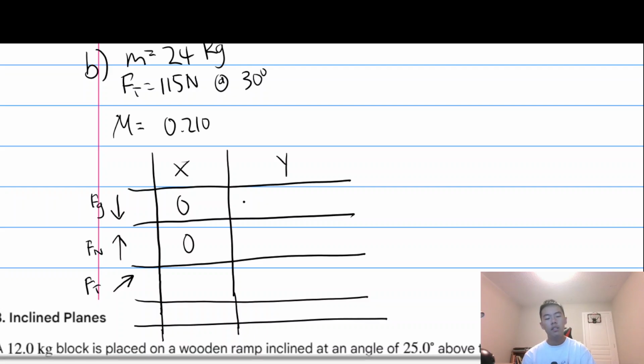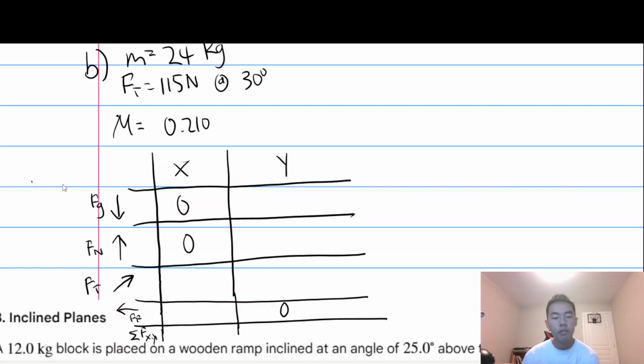And there's a force of friction. Force of friction, again, it only acts on the x-axis, so there's a 0 here in y. And for the last row, we just do a sum of all our forces, on the x and y axis. Okay. Now where do we go?